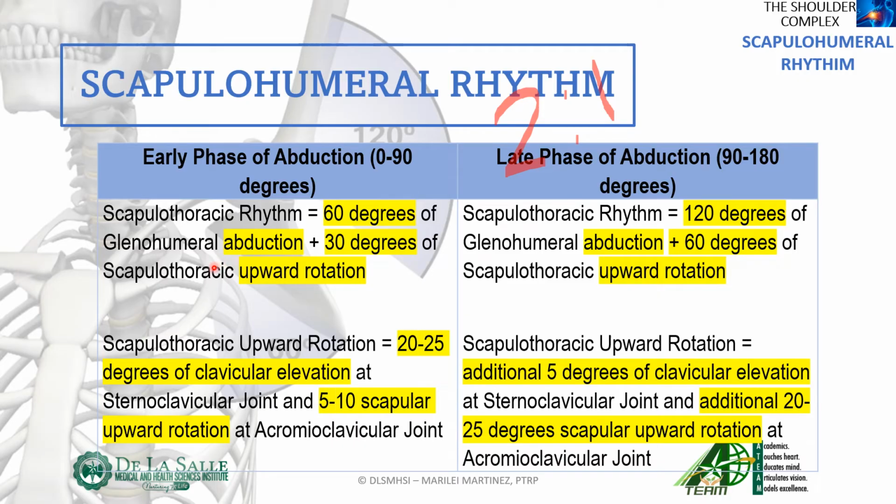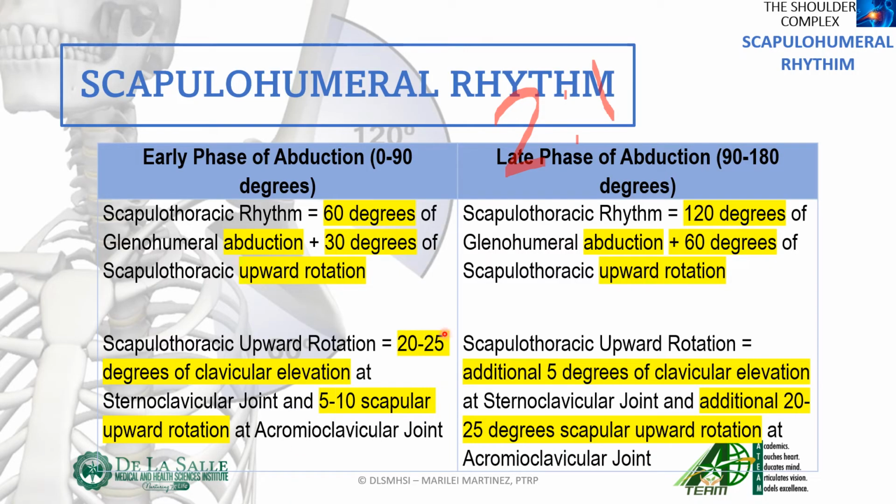Then, as you can remember, the scapulothoracic motion is a result of movement in the sternoclavicular joint and acromioclavicular joint. Meaning, for scapulothoracic movements to happen, there should be a combination of movement in the sternoclavicular joint and acromioclavicular joint.